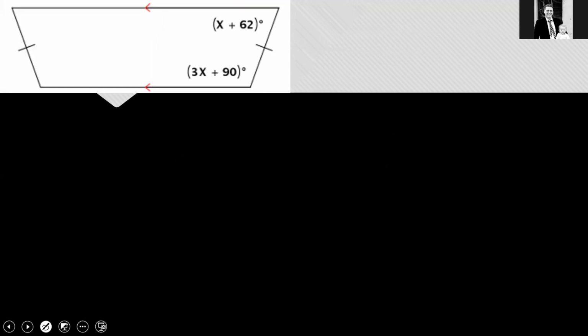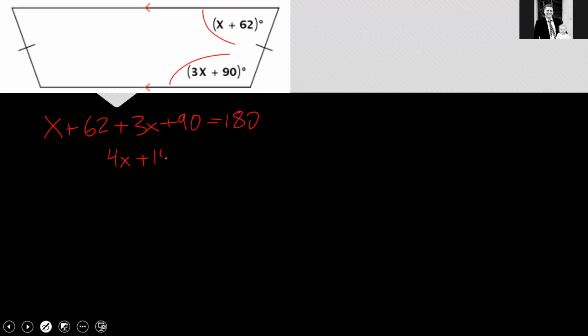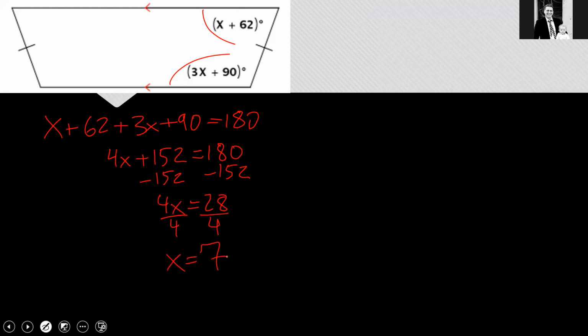Look at these two. We want to solve for x. Now, if I wanted to solve for x, well, I know those two things add up to 180. So x plus 62 plus 3x plus 90 equals 180. So I don't know what either of those angles are, but I know together they make 180. So let's combine some like terms. 3x plus x is 4x. And 62 plus 90 is 152. We can actually solve for x: minus 152 from each side. That's going to give me 28 is equal to 4x. So if I divide by 4, I know x is going to be equal to 7.